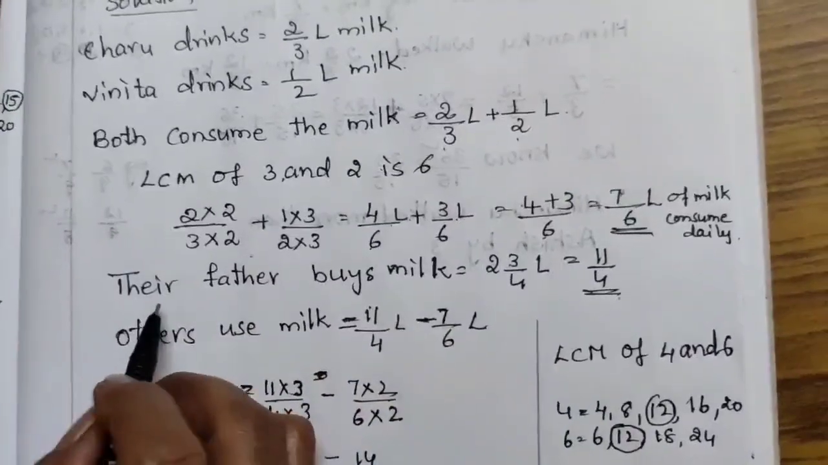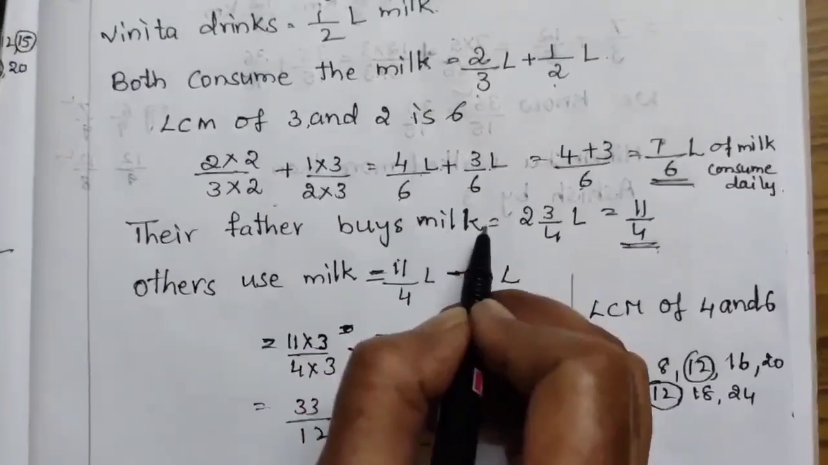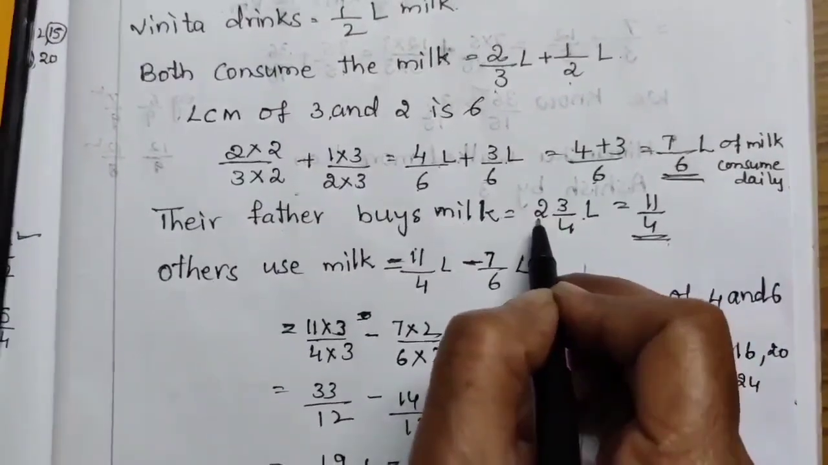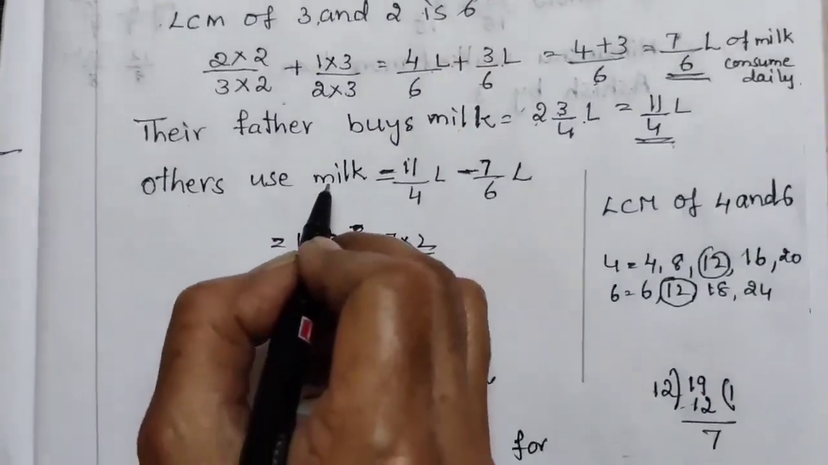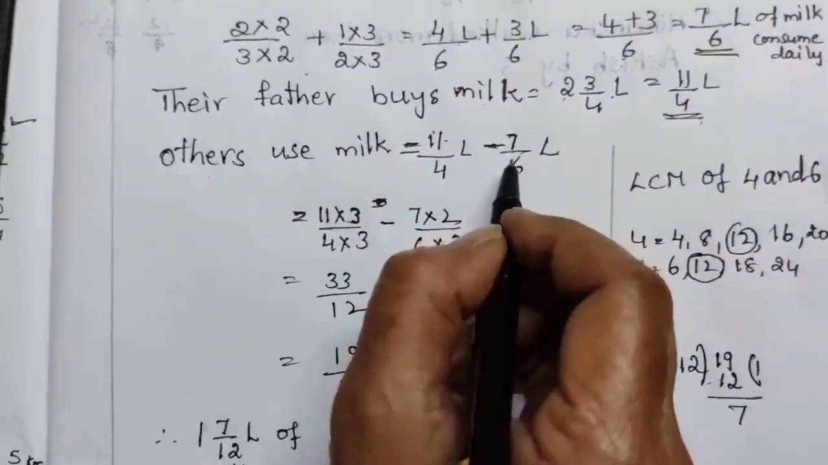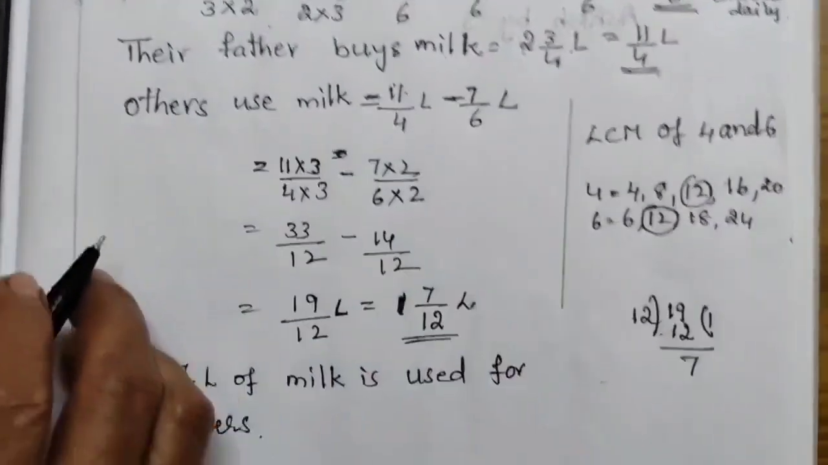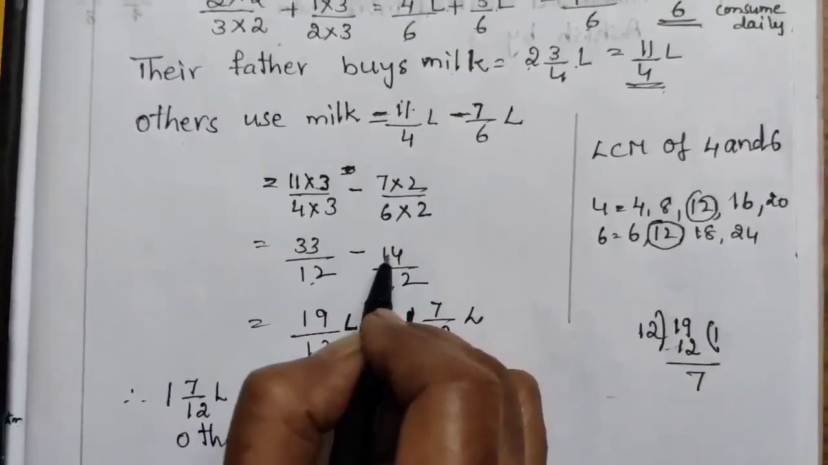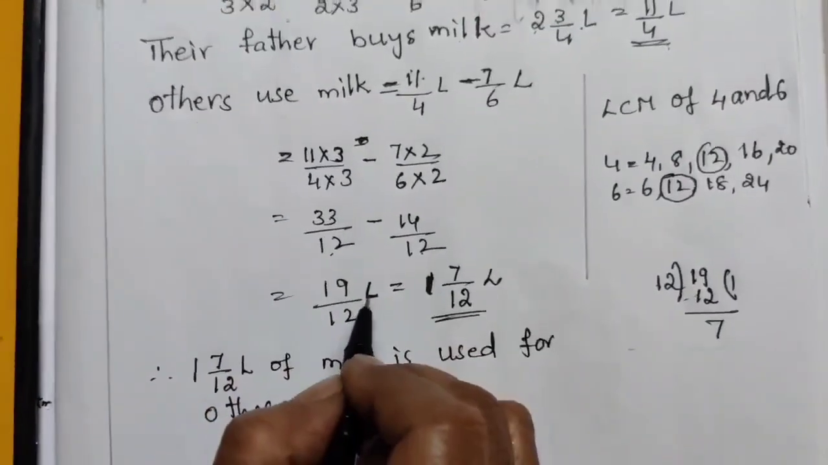Now, how much does the father buy daily, children? The father buys milk equal to 2 3/4 liters. 4 twos are 8, 8 plus 3 is 11, so 11/4 liters. So how much milk do others use? You have to subtract this 7/6. 11/4 liters minus 7/6 liters. These are unlike fractions, so make them like fractions. After making like fractions, 33/12 minus 14/12.